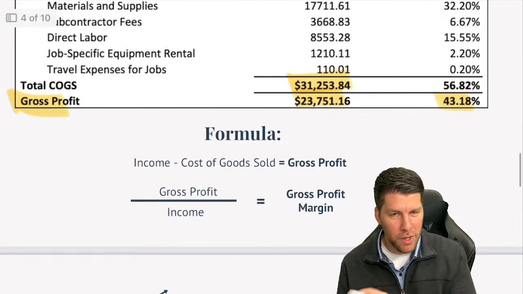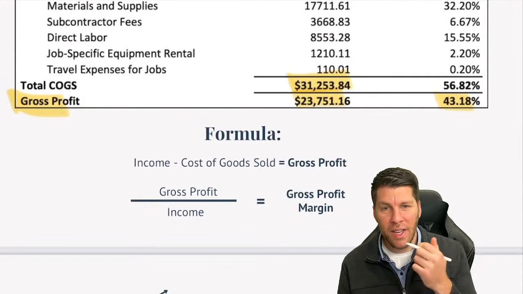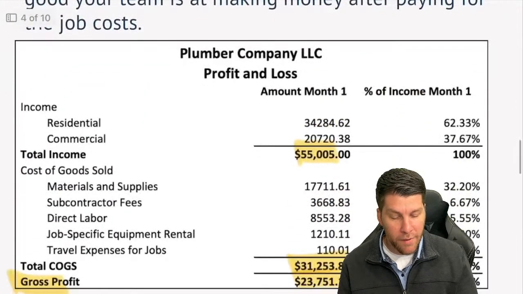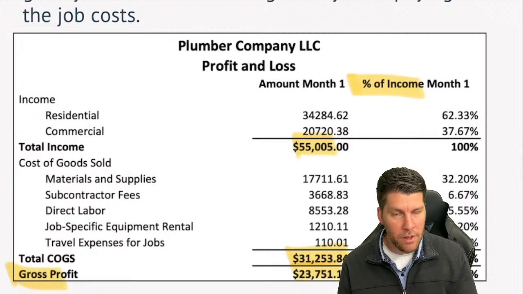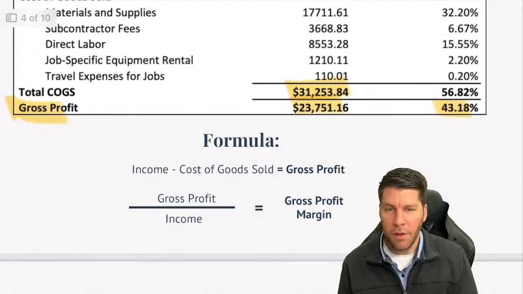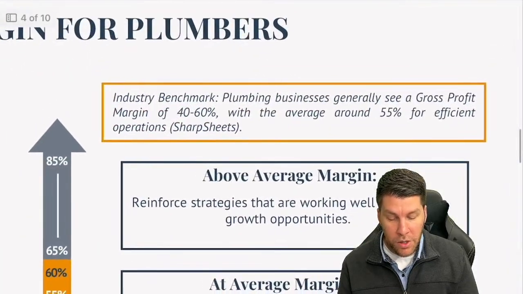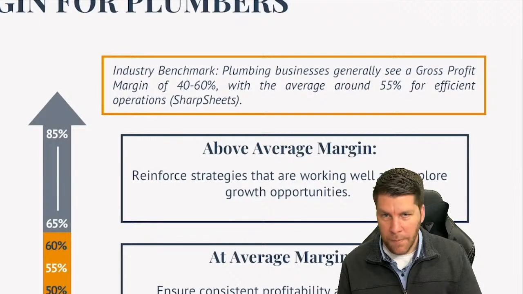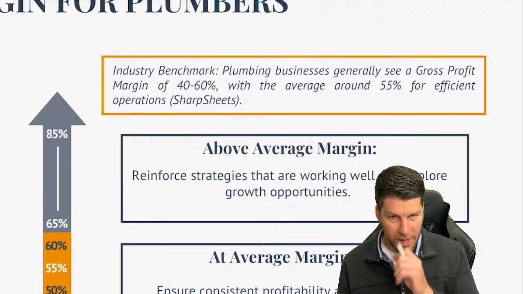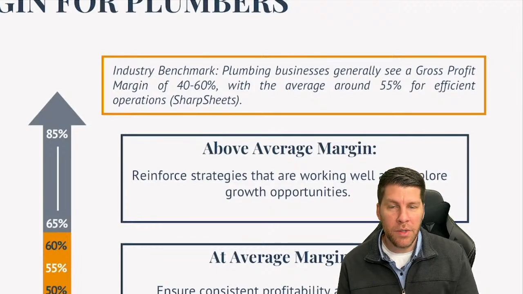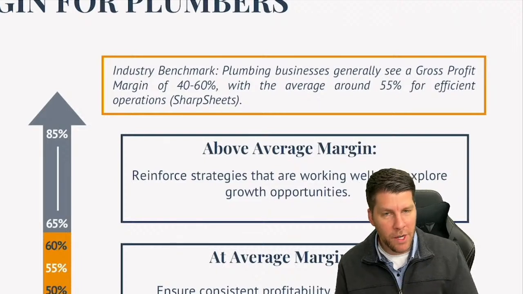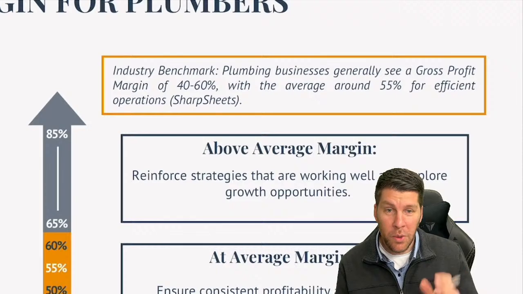Here are the actual formulas you could use for calculating gross profit and then gross profit margin. Again, if you have the percentage of income comparison in your reports, it will do all that automatically, which I definitely prefer. It's good to know how they came to these numbers still. According to Sharp Sheets, the gross profit margin for plumbers is around 40 to 60%, with an average being 55%. This shows the efficiency of the production team, the guys or girls in the field doing the plumbing. How well are they at actually doing the work?